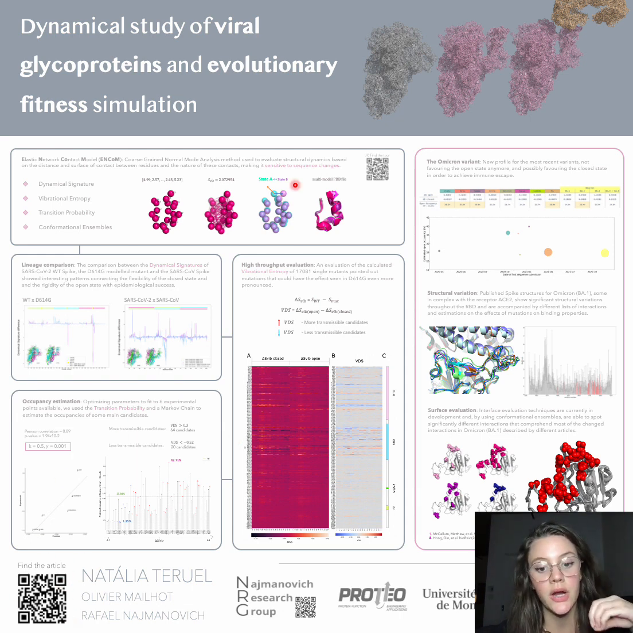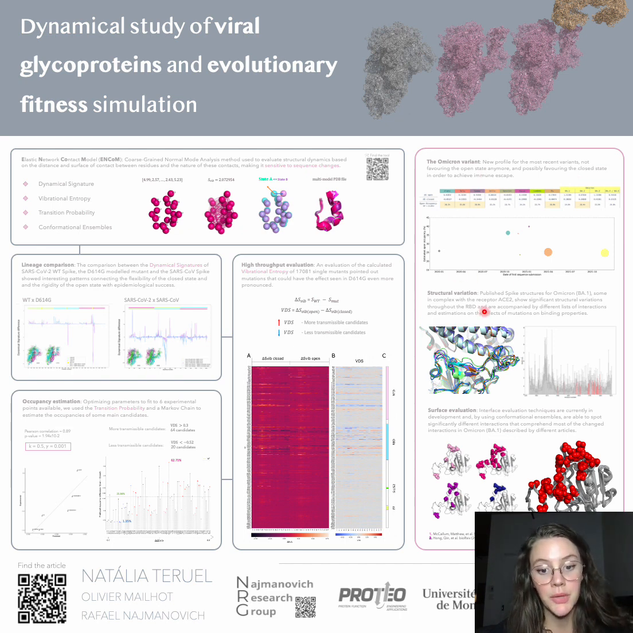What I'm currently working on, though, is a little bit different. I'm trying to evaluate interfaces. Why? Because we saw with the new variants from Delta on that what was being selected was not the open state occupancy anymore. It was probably immune escape. And actually we saw a decrease in the open state occupancy, maybe related to the fact that the receptor binding domain is a very important epitope.